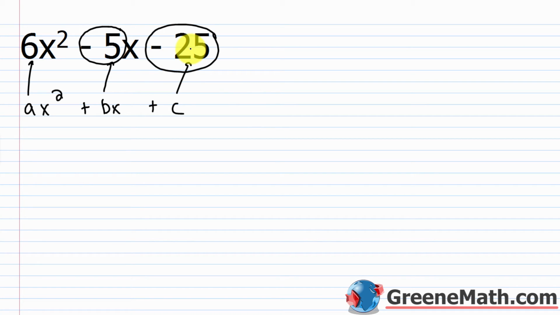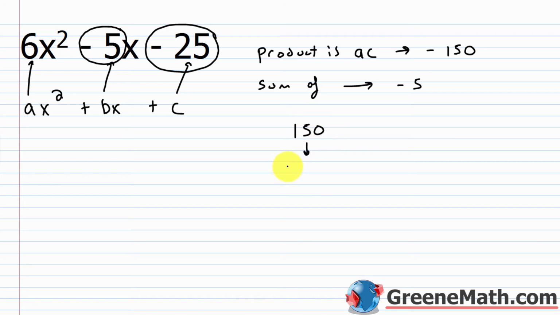So again, if I want two integers whose product is AC, A is 6, C is negative 25. So 6 times negative 25 is going to give me negative 150. And then we want a sum of negative 5. So we think about factors of 150. Forget about the negative for a second. Just think about factors of 150. So you've got 1 times 150. Again, no way you can make the signs work there. Then you'd have 2 times 75. Can't make the signs work there.